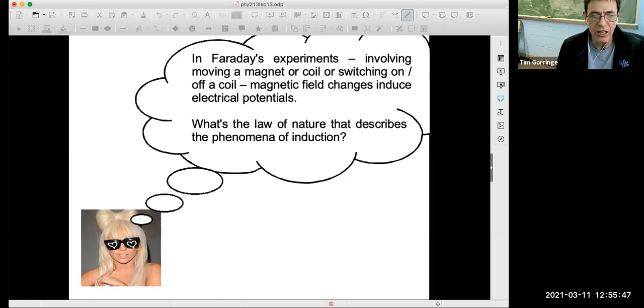And those changing magnetic fields are what induced the currents, what induced the potentials. And it's those changing magnetic fields that cause induction, that are induction, and cause these currents and cause these induced voltages.